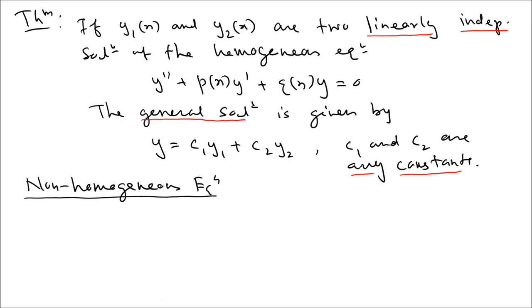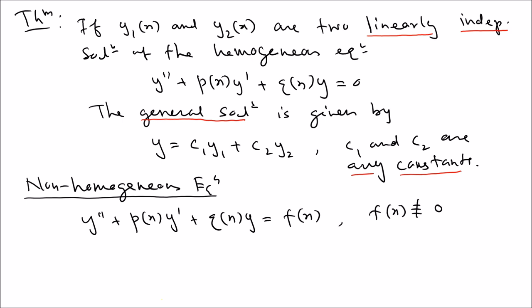So what's a non-homogeneous equation? We have y double prime plus p(x) y prime plus q(x) y equal f(x), where f(x) is not identically zero. It can be zero for some values, but not identically zero. So the question is, how to solve it?